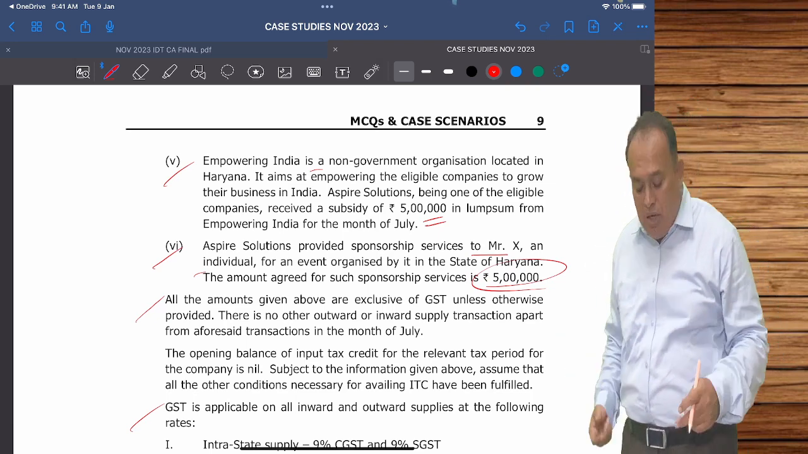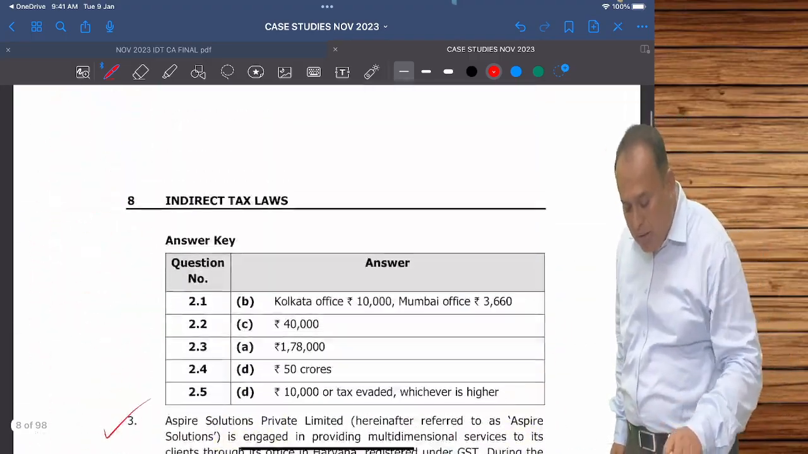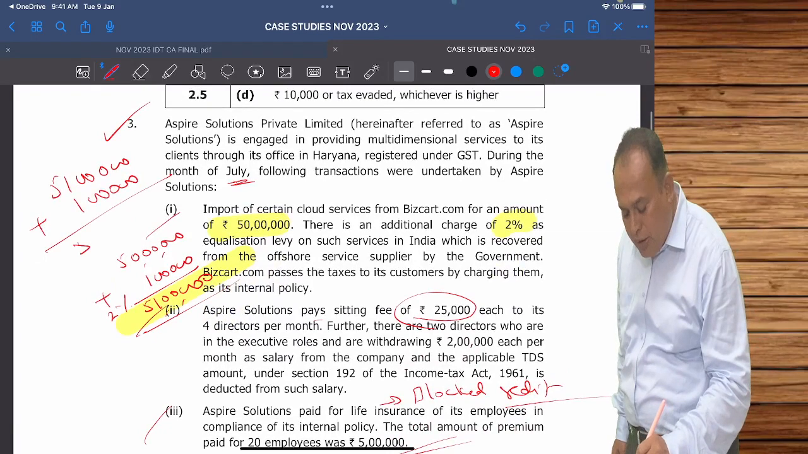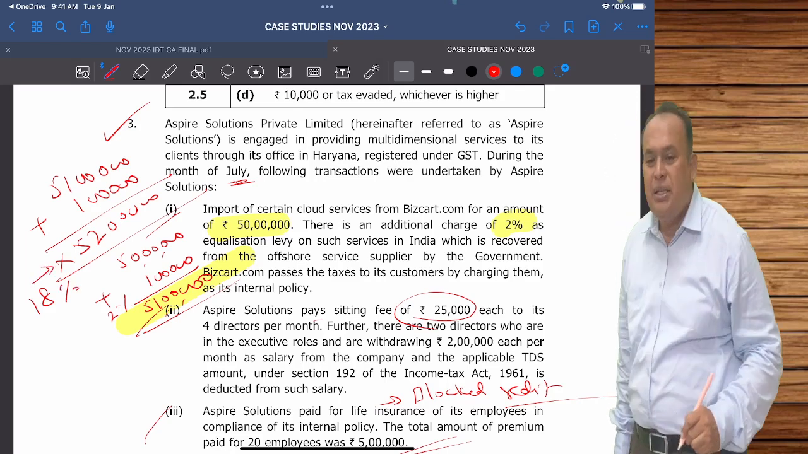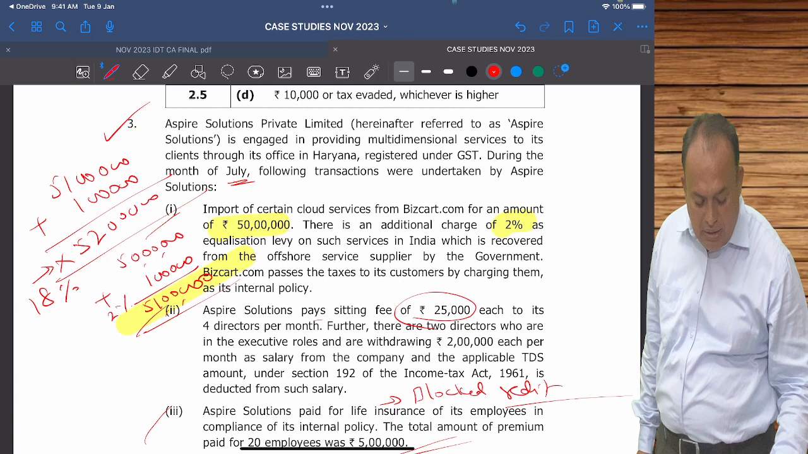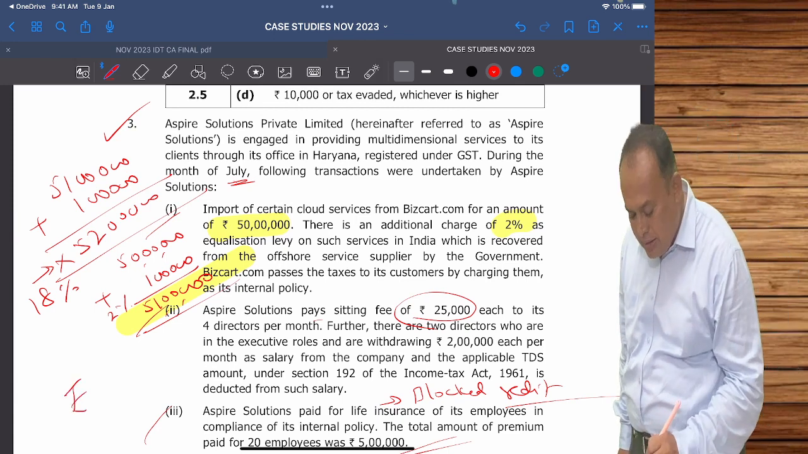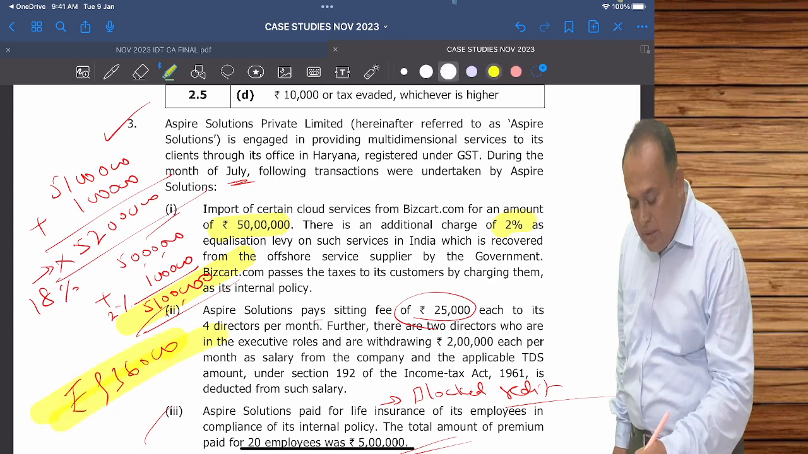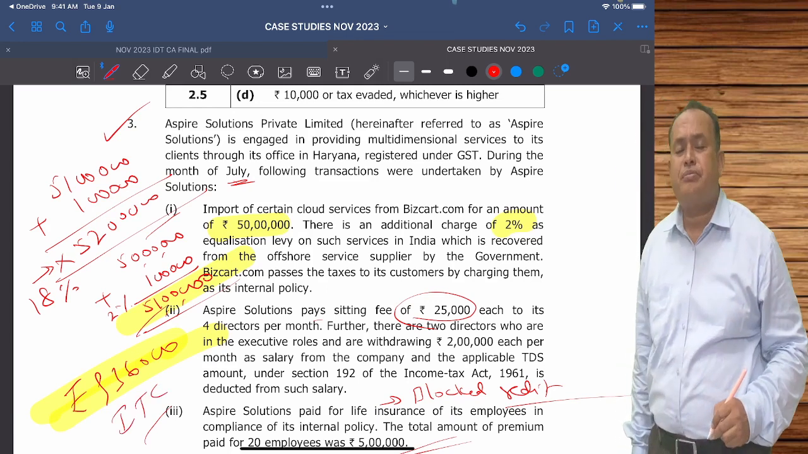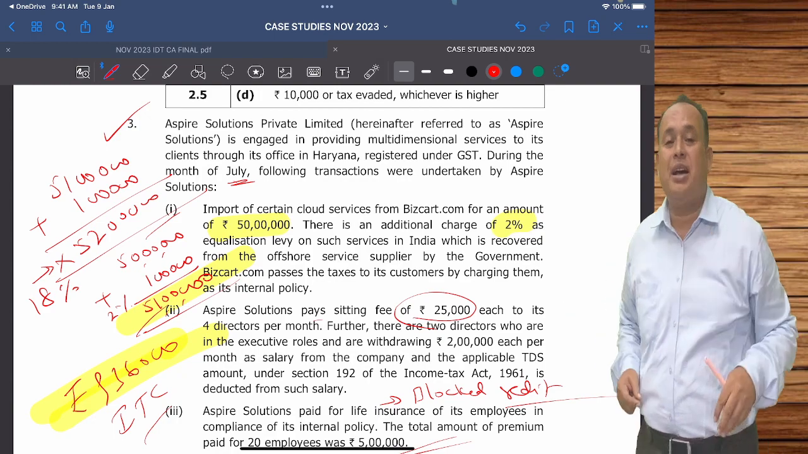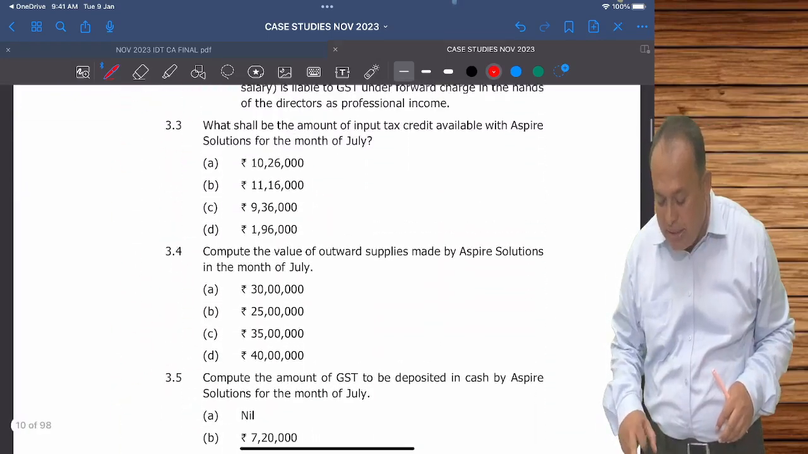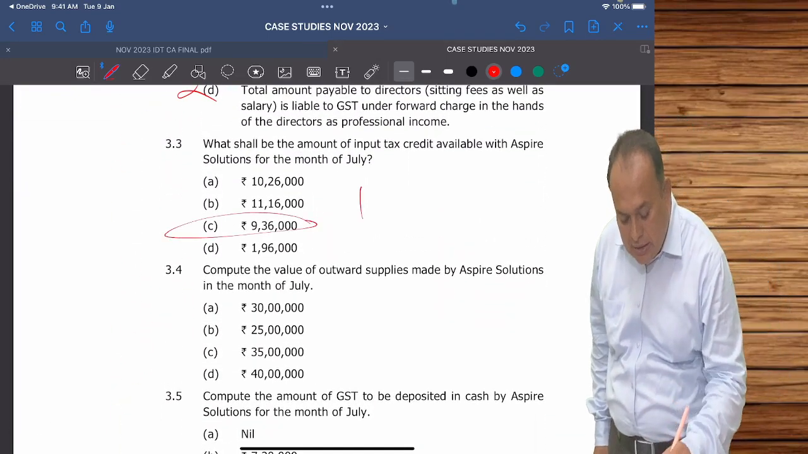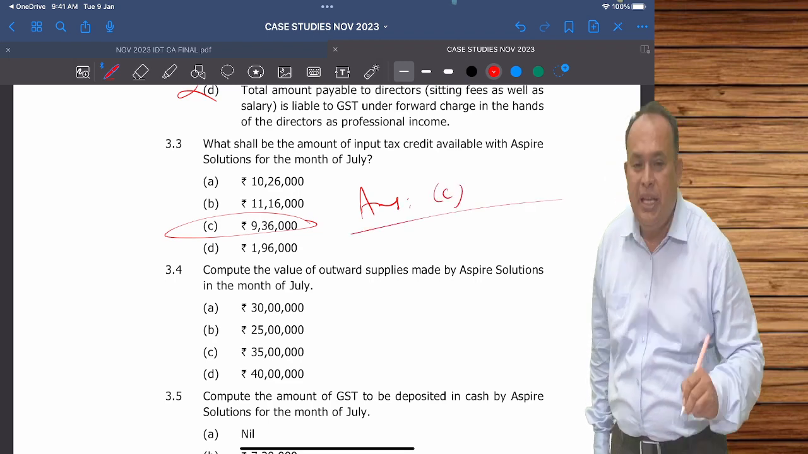So in the given case, for the month of July, input tax credit will be on the following values, namely 52 lakhs, on which 18% GST will apply. How much comes here? On 52 lakhs, 18% GST, which is 9 lakh 36,000, is the ITC available in the month of July, provided they pay the tax under RCM by electronic cash ledger. So 9 lakh 36,000, where is it going to match in our A, B, C, D? Therefore, the right answer here is C for the given case.